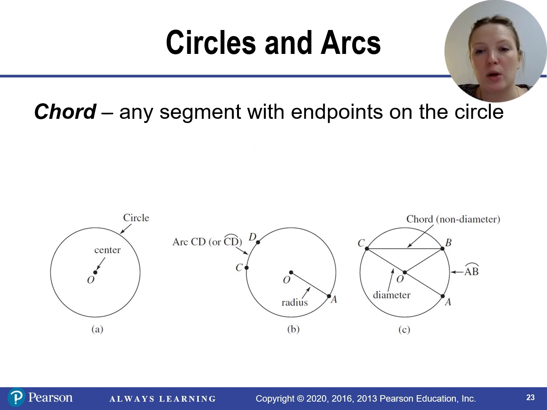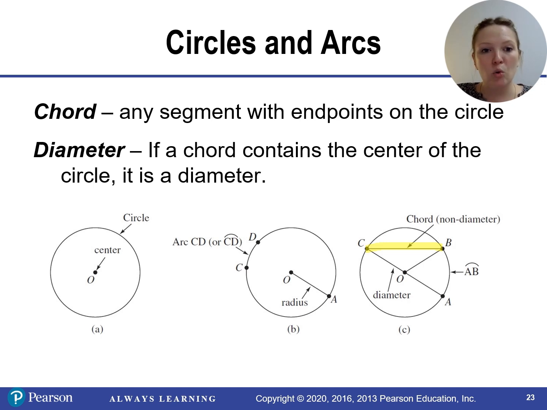I could also talk about what a chord is. A chord is a segment that has endpoints on the circle. So CB is a chord. CA is also a chord, but it is a diameter. So a diameter is a chord that contains the center of the circle.